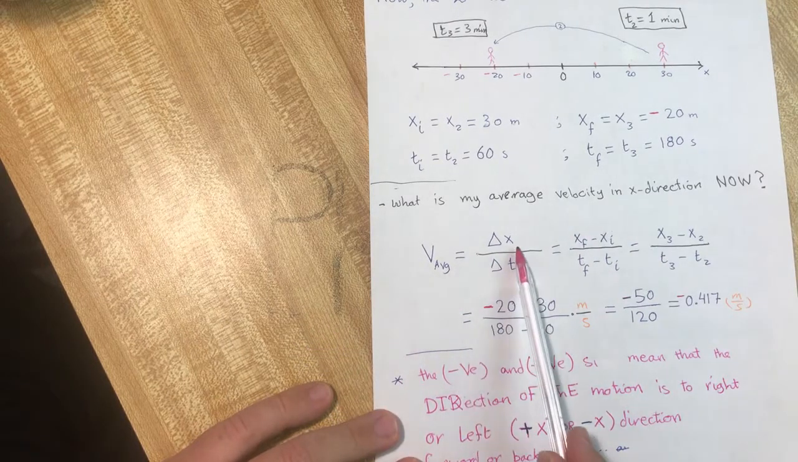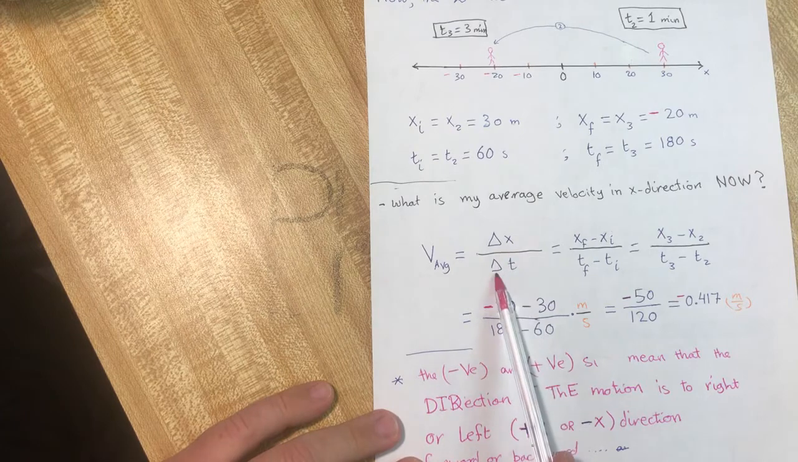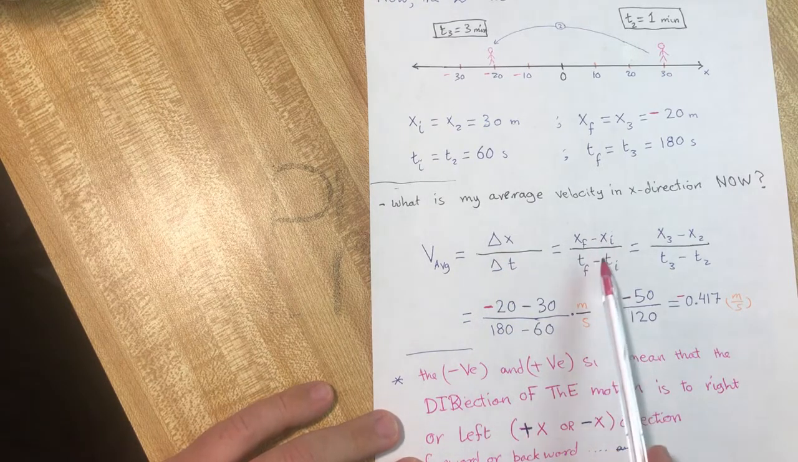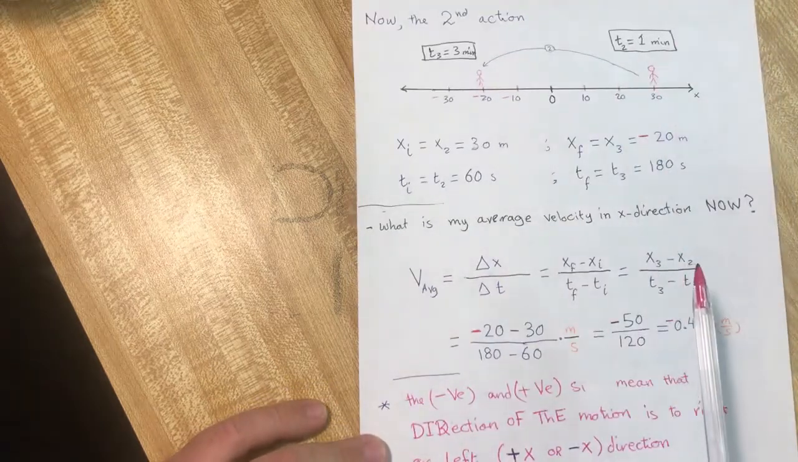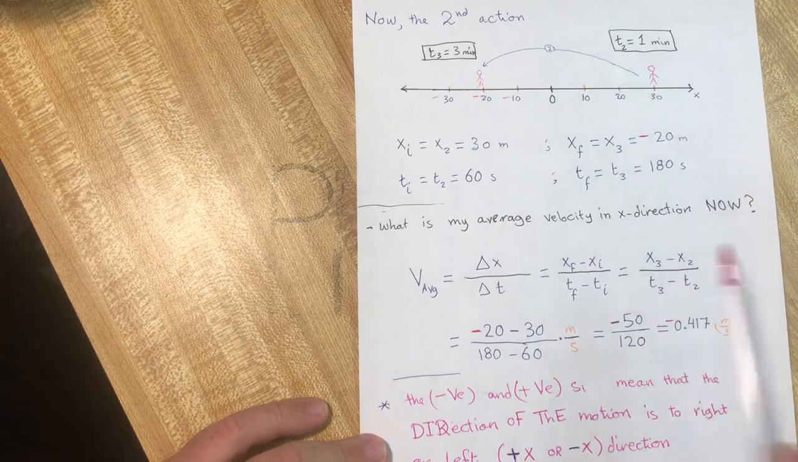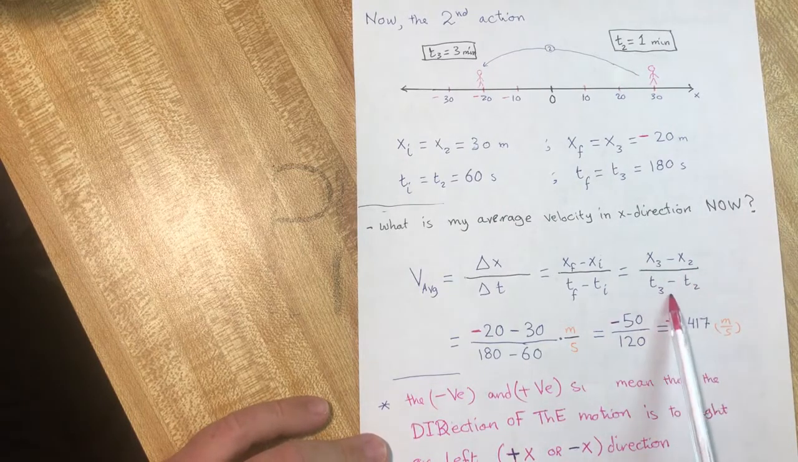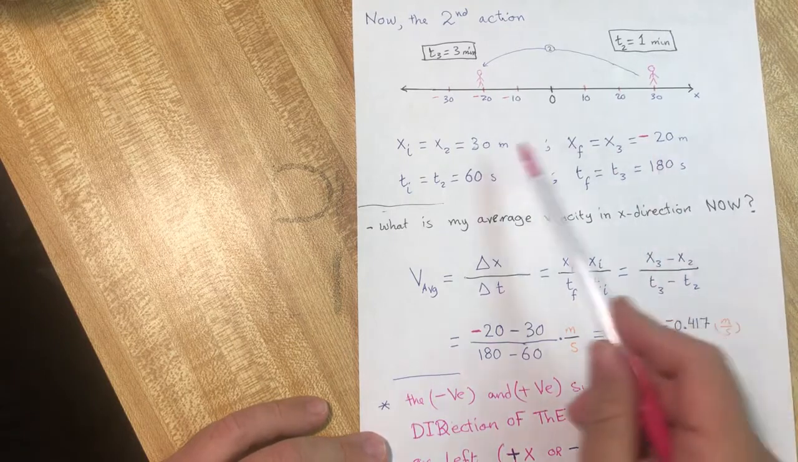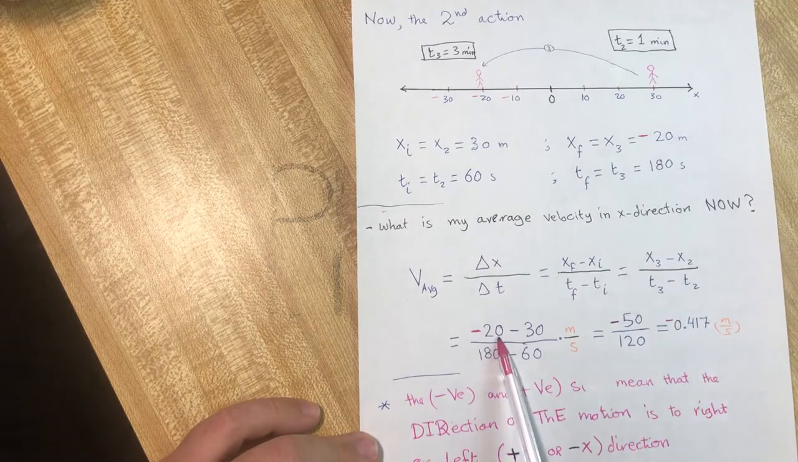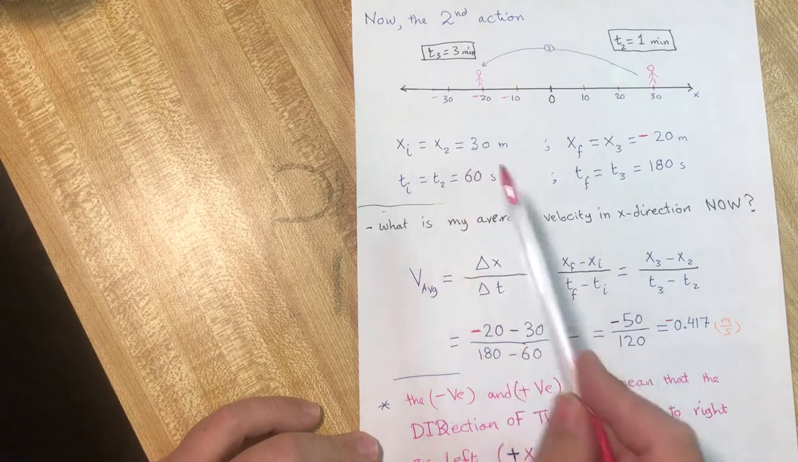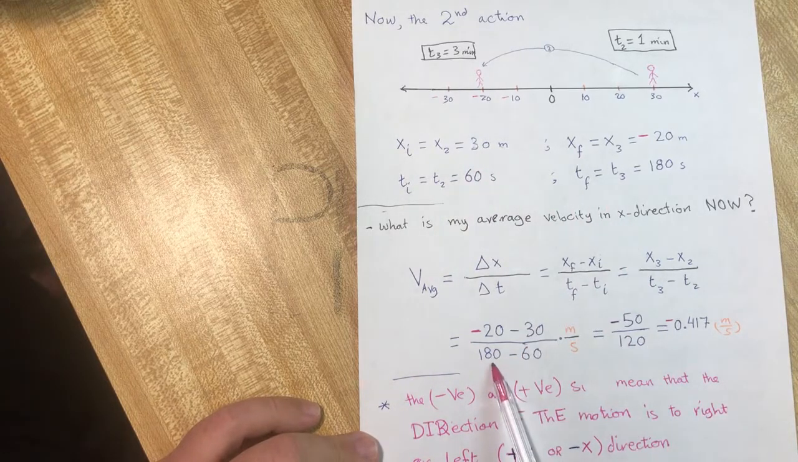So average velocity is the change in place, which is delta x, over the change in time, which is x final minus x initial over t final minus t initial for this stage, which is x3 minus x2, not like the first one, over t3 minus t2. Now I know the numerical values. x3 is minus 20, minus 30, which is the initial place, over 180 minus 60. All of this is in meters over seconds.